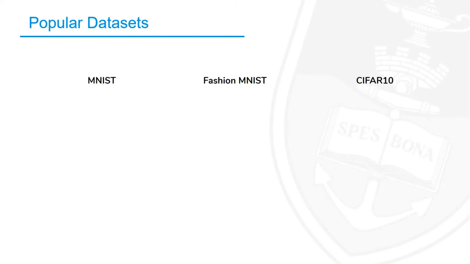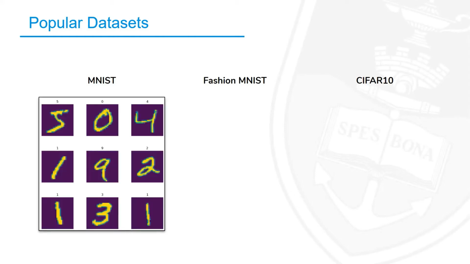There are 3 popular data sets available for images. We have the MNIST image dataset, which consists of handwritten digits between the digit 0 and the digit 9. They are handwritten and scanned in and then turned into images that are 28 by 28 pixels.